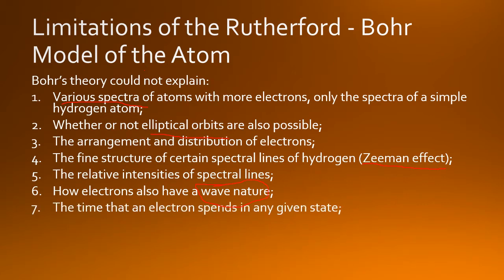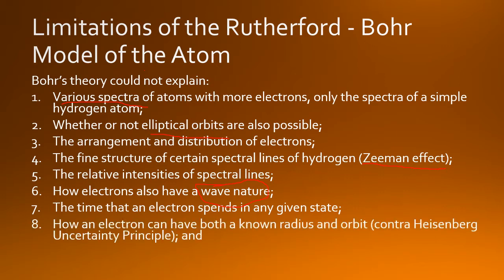Couldn't explain the time that an electron spends at any given state, and how an electron could have both a known radius and a known orbit, which is contrary to Heisenberg's uncertainty principle, and couldn't explain the ground state orbital angular momentum correctly.